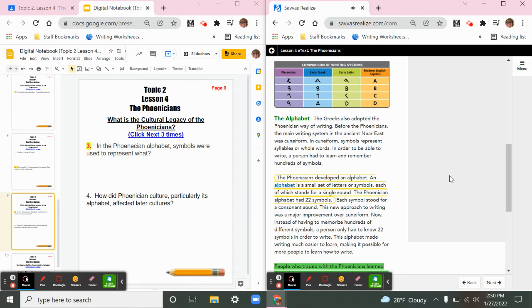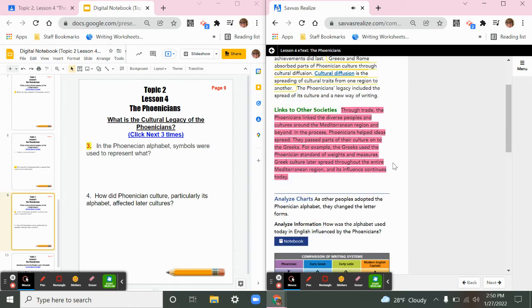This new approach to writing was a major improvement over cuneiform. Now, instead of having to memorize hundreds of different symbols, a person only had to know 22 symbols in order to write. This alphabet made writing much easier to learn, making it possible for more people to learn how to write.